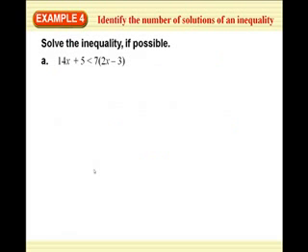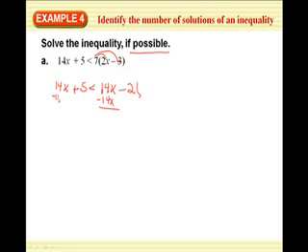So notice on this one, before we can do anything, we have to do the distributive property over here on this side. So this times this times this. So I got 14x plus 5 is less than 14x minus 21. It says, if possible, oh, look at what's going to happen here, guys. That 14 x's are going to cancel out. I'm going to get 5 is less than negative 21.